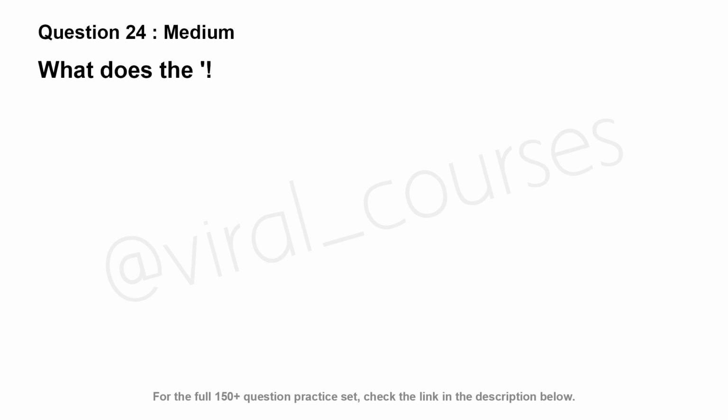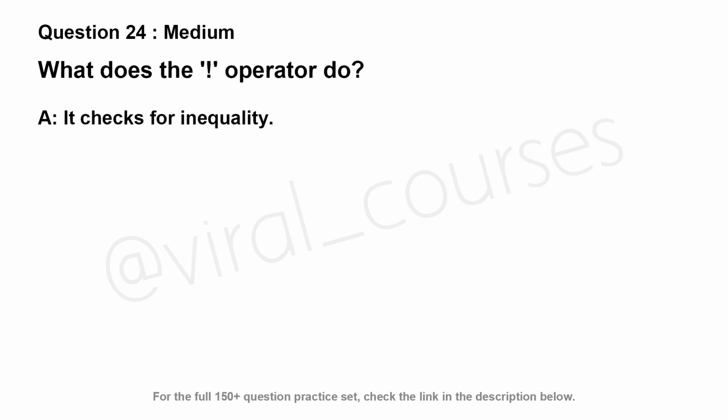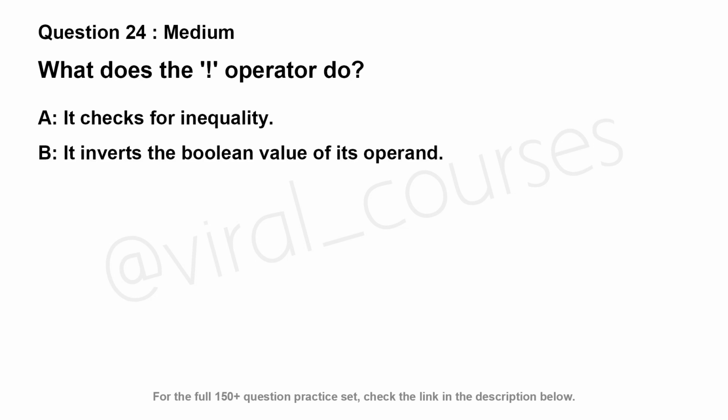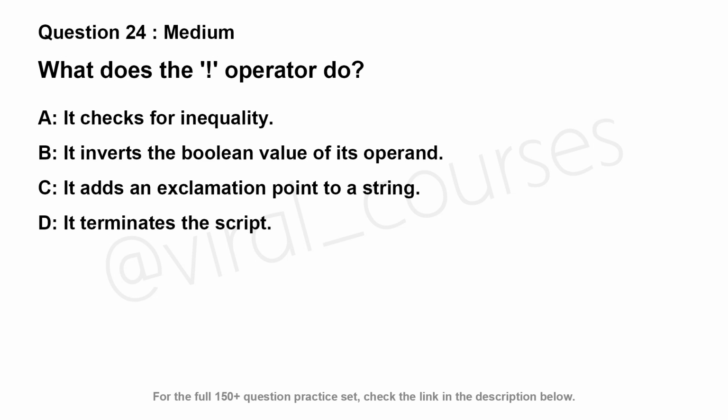What does the ! operator do? Option A, it checks for inequality. Option B, it inverts the Boolean value of its operand. Option C, it adds an exclamation point to a string. Option D, it terminates the script.